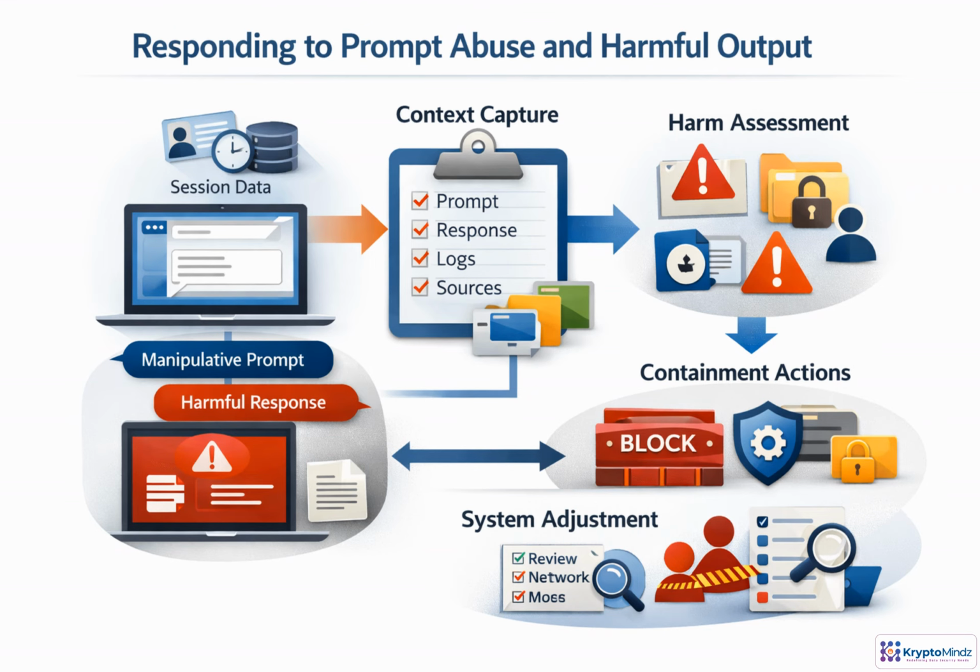When a harmful response appears, don't start by tweaking the model blindly. Preserve the full exchange first: user prompt, answer, logs, retrieval sources, model version, user, and time. Then assess the harm, such as a policy violation, sensitive disclosure, unsafe advice, or prohibited enablement. Containment should be targeted: block a pattern, disable a feature, remove bad source content, or tighten guardrails. Finally, feed the lesson back into detection, red team tests, and safety evaluations.